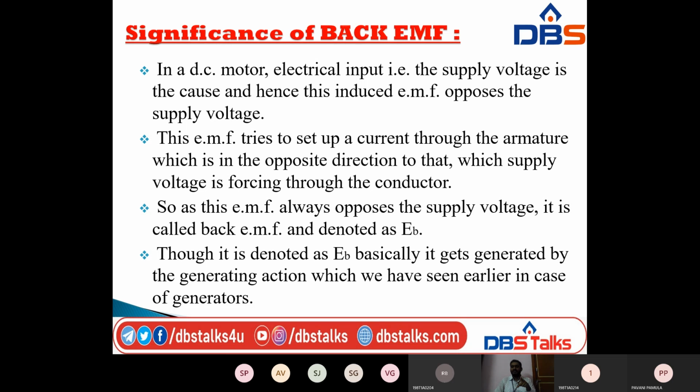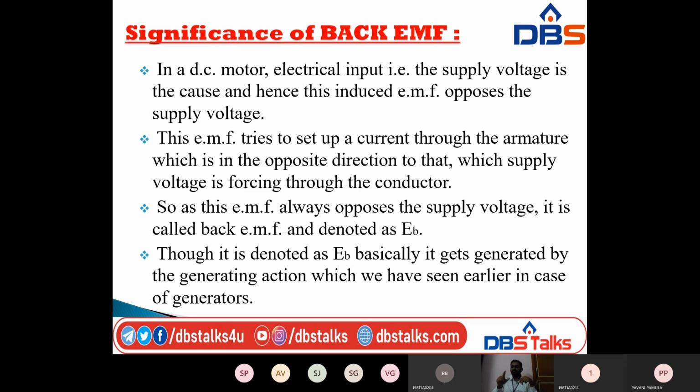Next, this induced EMF tries to set up a current through the armature in the opposite direction to that which the supply voltage is forcing through the conductor. As this EMF always opposes the supply voltage, it is called back EMF, and it is denoted as E suffix B. Though it is denoted as E suffix B, basically it gets generated by the generating action, which we have seen earlier in case of generators.